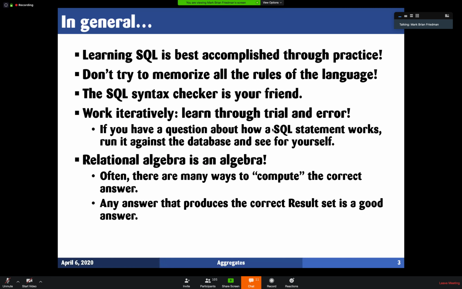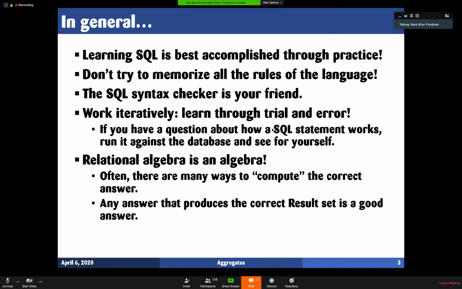My advice is to work iteratively. You learn through trial and error, and particularly in this kind of thing, you get a little piece of your SQL working, and then you add another piece and another piece. On Ed, I was tempted to answer some of the questions that people raised on the discussion board about how this particular SQL statement works. But my instinct is to think that's the wrong question. If you want to know how it works, try it. And I don't always know how it works either. And that's how I figure it out. I run it against the database and I see for myself.